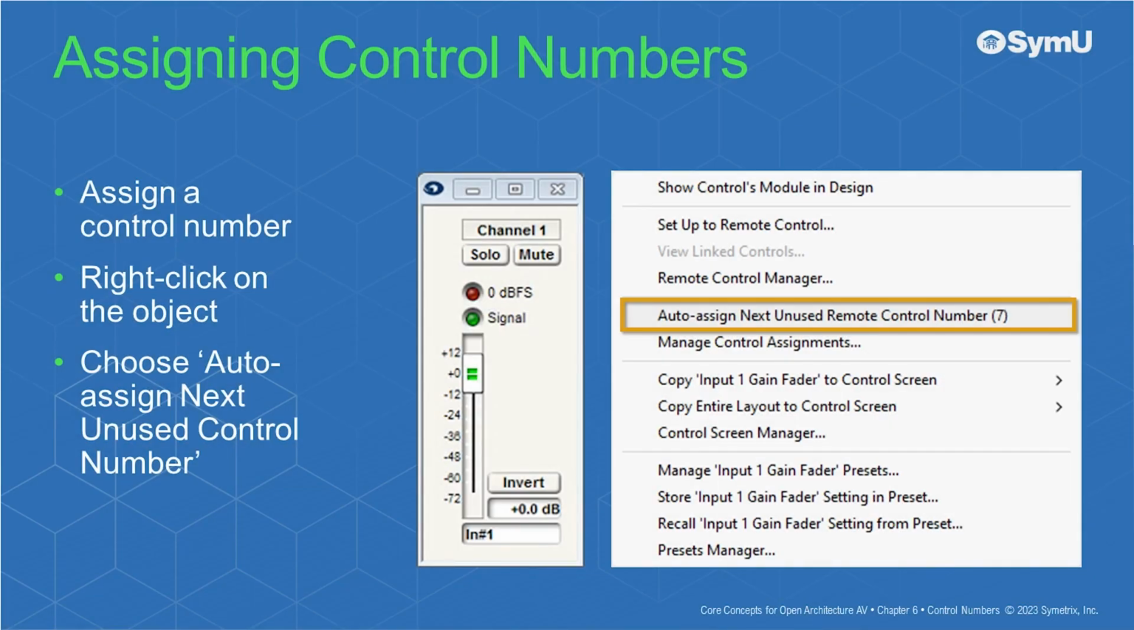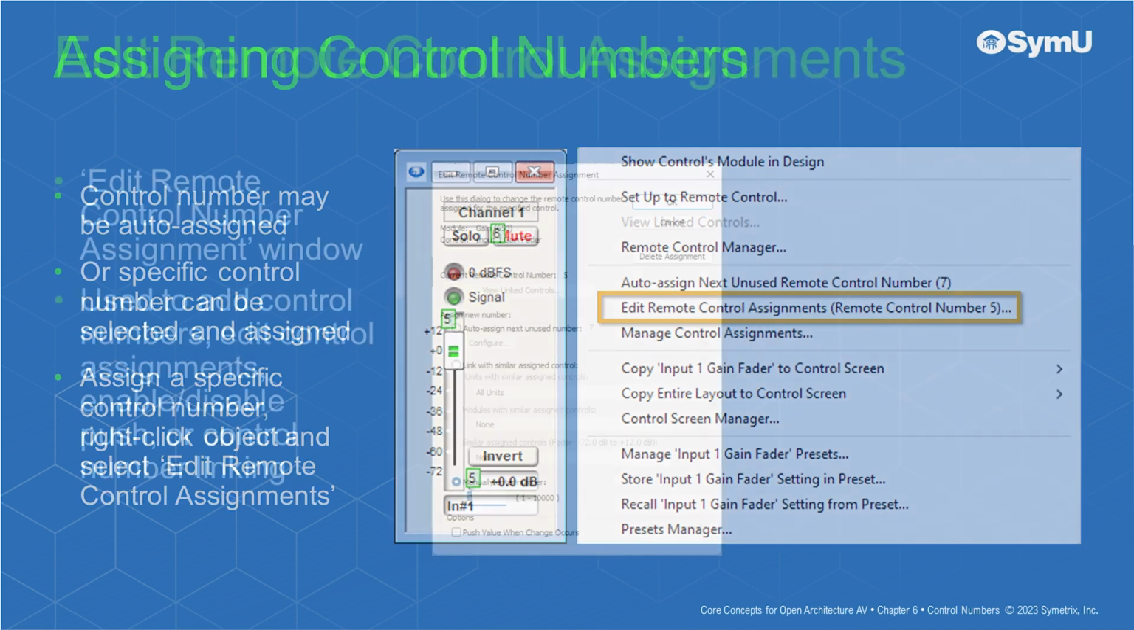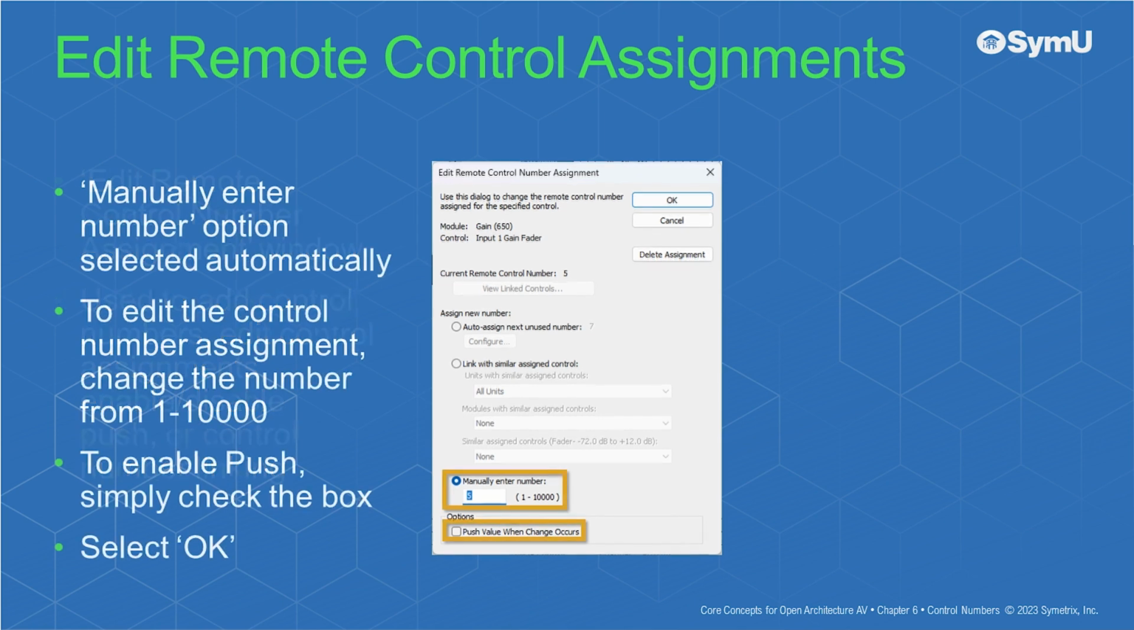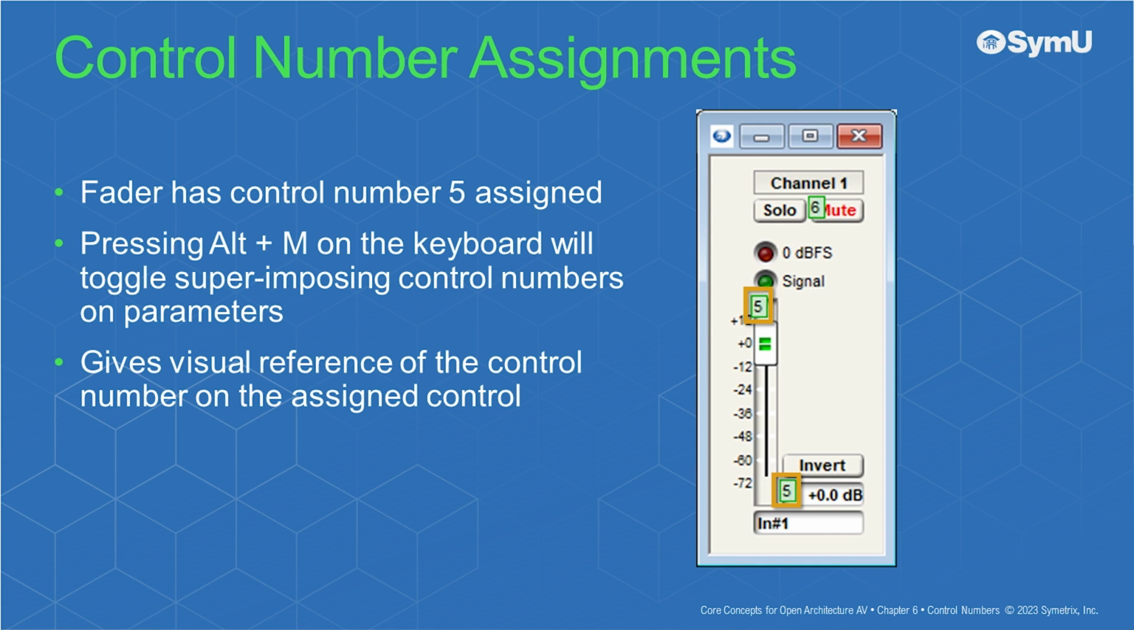To assign a control number, right-click on the object and choose Setup to Remote Control or Auto-Assign Next Unused Control Number. A control number may be auto-assigned, or a specific control number can be selected and assigned. To assign a specific control number, right-click the object and select Edit Remote Control Assignments. The Edit Remote Control Number Assignment window is used to add control numbers, edit control assignments, enable or disable push, or control number linking. The Manually Enter Number radio button is selected automatically. To edit the control number assignment, change the number here from 1 to 10,000. To enable push, simply check the box. Then select OK. In this example, the fader has control number 5 assigned.